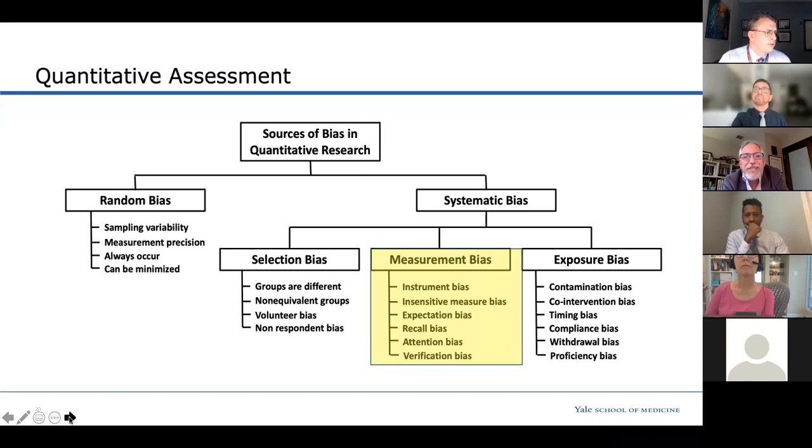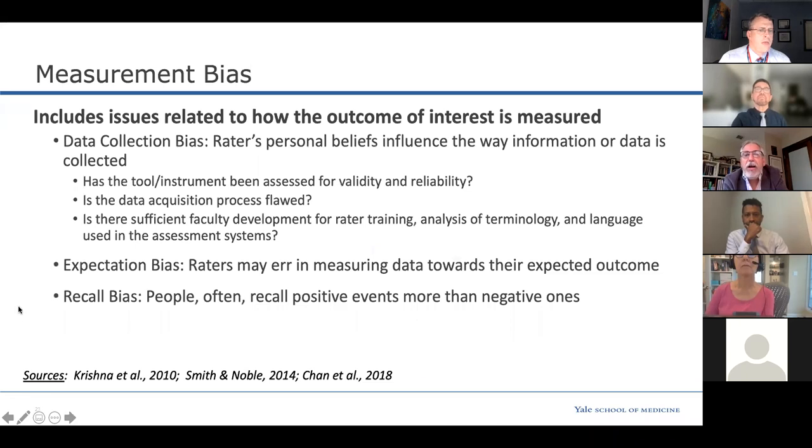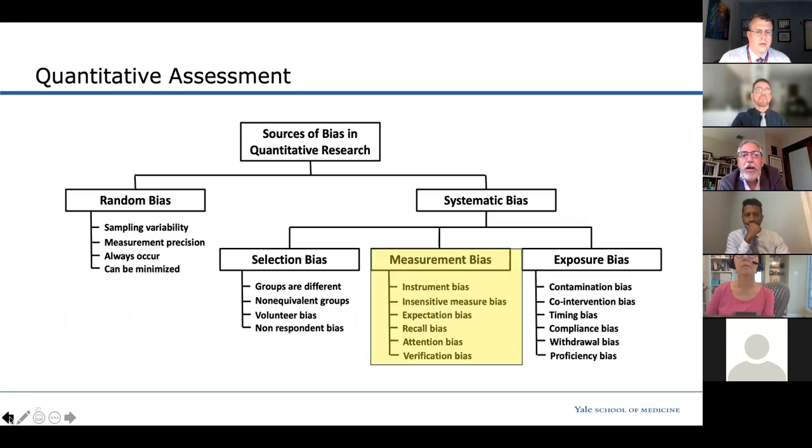So there's 6 main measurement biases in my view. Just before you go there, John. Oh, sorry. That's okay. So there's these 6 biases. There's instrumentation bias. There's insensitive measure bias, expectation, recall, attention, and verification. And we're going to focus on 3 of these that are most applicable to this group. Okay, John.